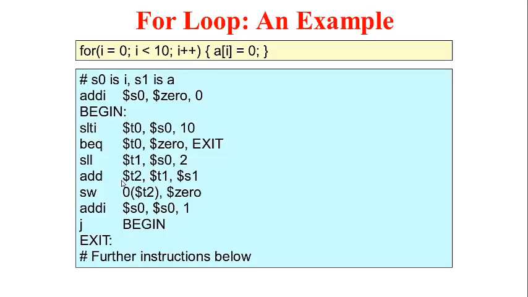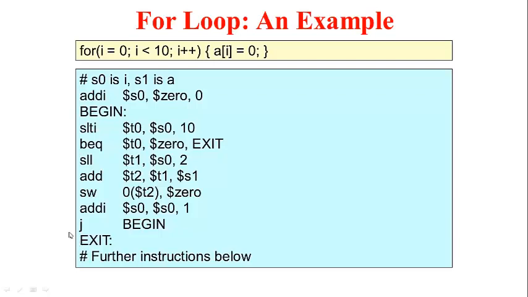So here is my solution. Note how I have used this add I instruction with the $0 register to initialize I to 0. And then the loop begins by checking whether I is less than 10. For this I have used the SLTI instruction. So this register T0 is set if I is less than 10. That means it is not set, it is 0 if it is greater than or equal to 10, in which case I exit the loop.